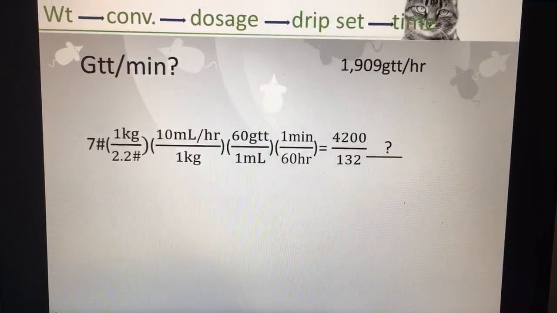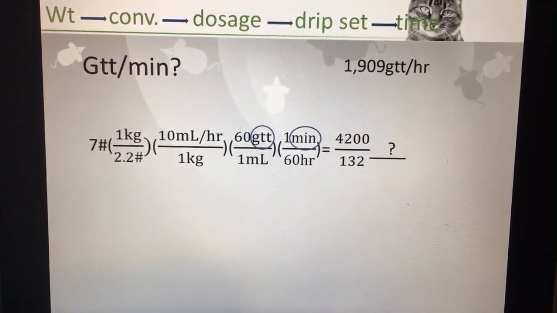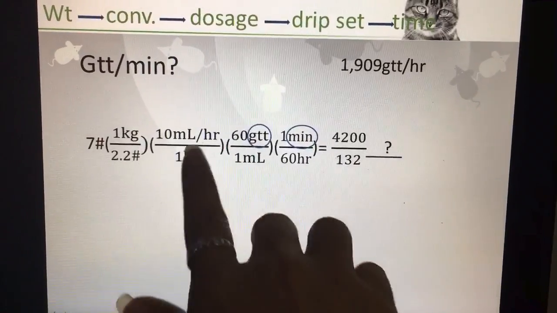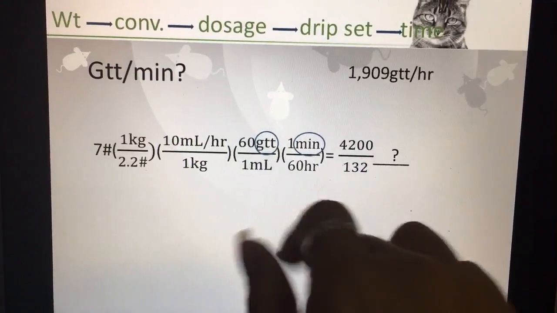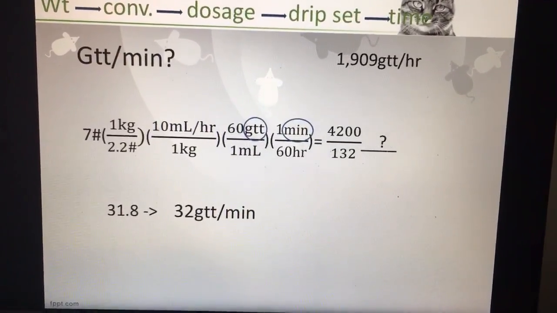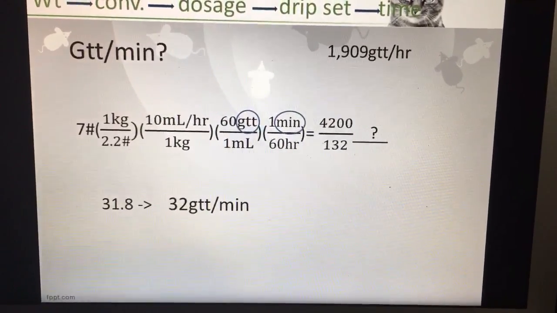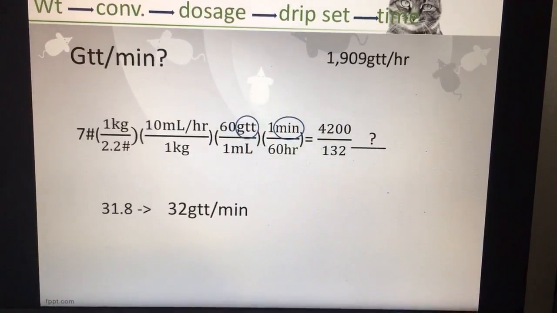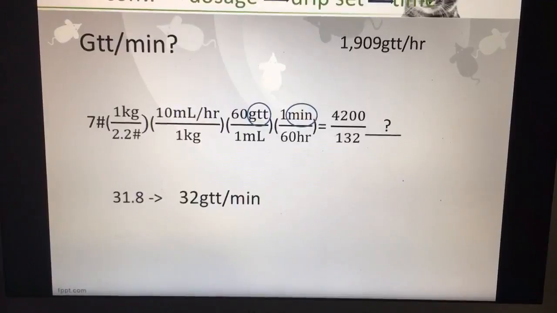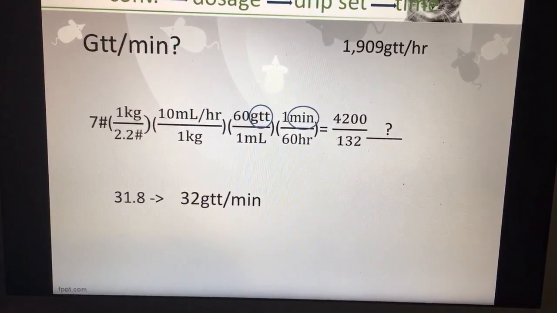Once again, you want to figure out the units, and you know that you're left with drops and minutes because we crossed out hours, hour and hour. If you divide those two numbers, you get 31.8. Normally the teacher will tell you where to round, and in this case I just rounded to the nearest whole number, which is 32. So it's 32 drops per minute.